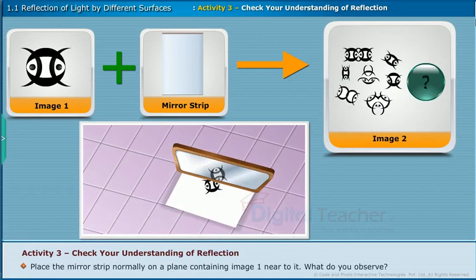What do you observe? The image of the object is formed on the mirror due to phenomenon of reflection. It is governed by certain laws. Let us now do an activity to verify these laws of reflection learnt in lower classes.